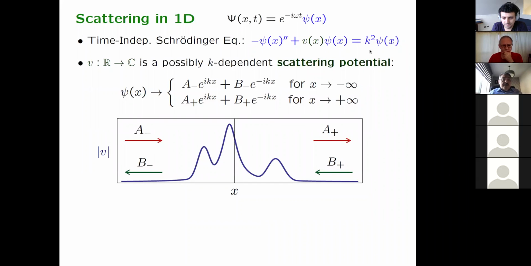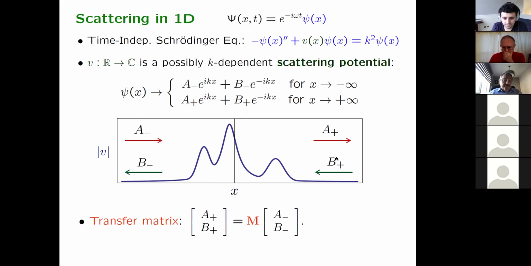So asymptotic solutions are plane waves, and these plane waves have these amplitudes. A's and B's are amplitudes of right-going and left-going plane waves at -infinity and +infinity. The sign is that. And you can define something called a transfer matrix as a 2x2 matrix which connects the amplitudes at -infinity to those at +infinity. These amplitudes are generally k-dependent, so M is going to be a k-dependent 2x2 complex matrix.